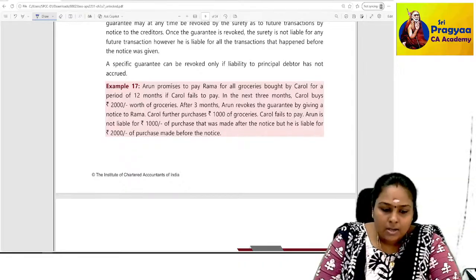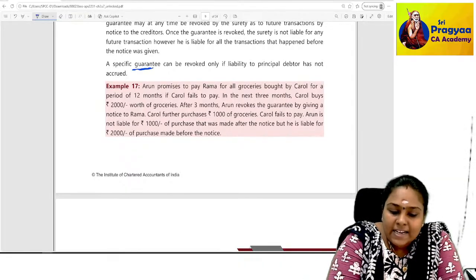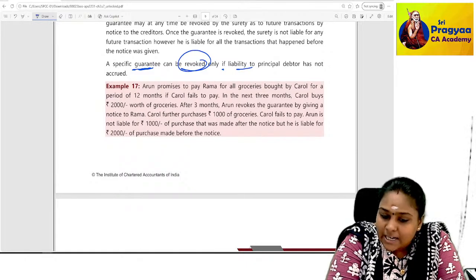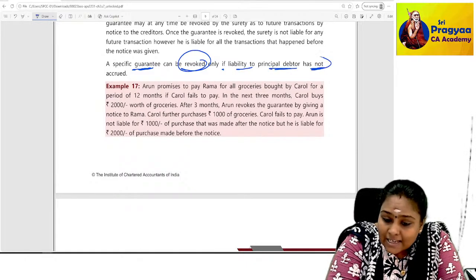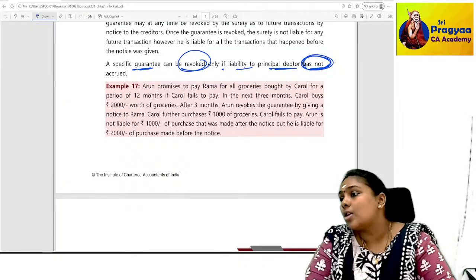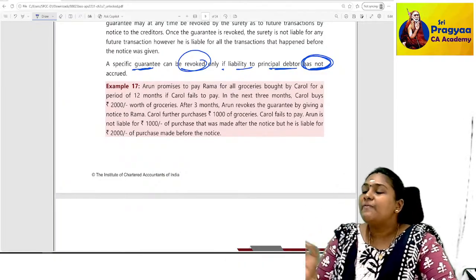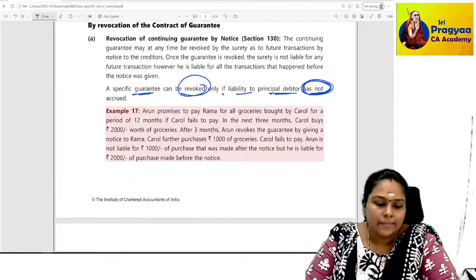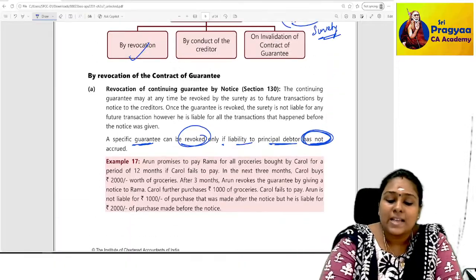Where is it given? Go read. A specific guarantee can be revoked only if liability to the principal debtor has not accrued. So, before it accrues, you have to take your step back. Understood? Now, go to continuing guarantee.